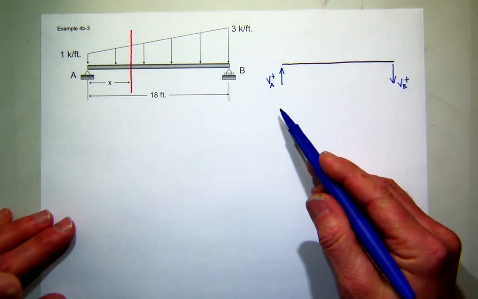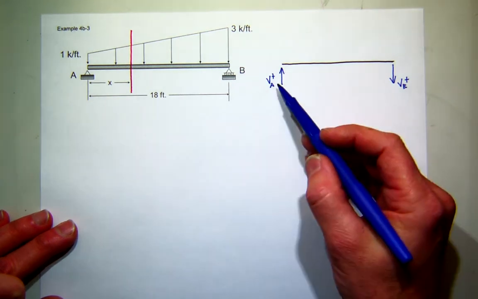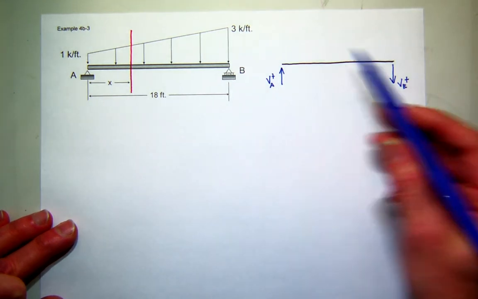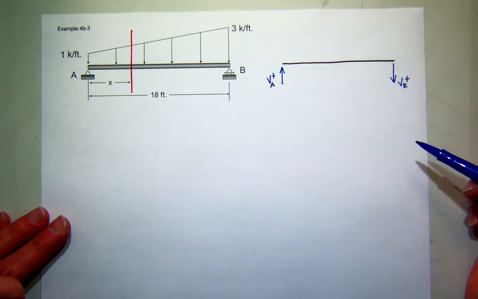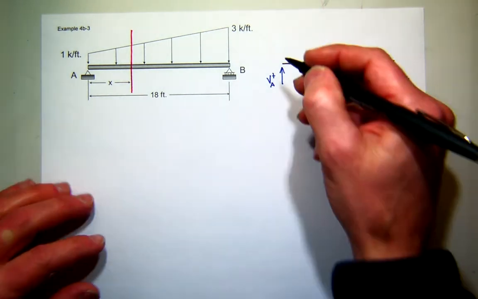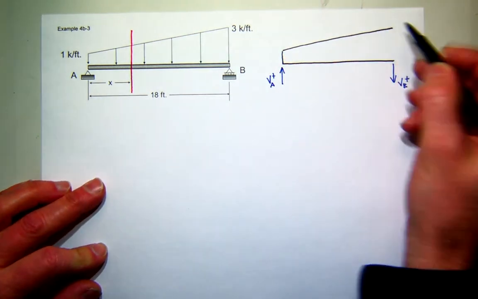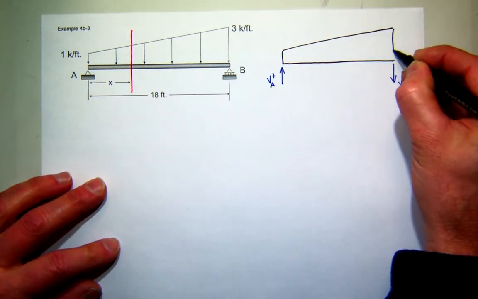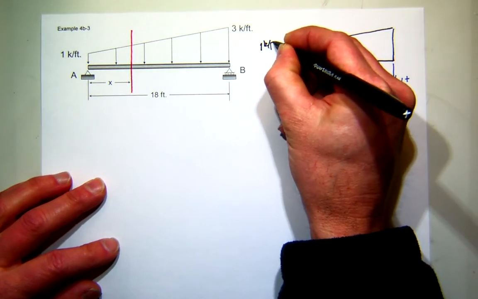These are not reaction forces AY, BY. These are shear forces. Right? The left side positive is up. The right side positive is down. Okay? Just a little different way of looking at things. Really the only thing I have to be concerned with now is this trapezoidal load, which has this 1 kip per foot on this side.